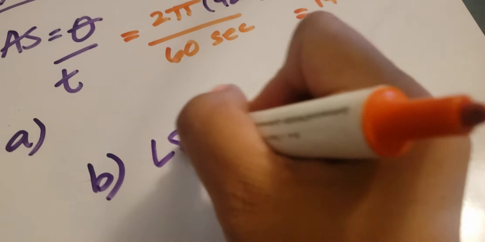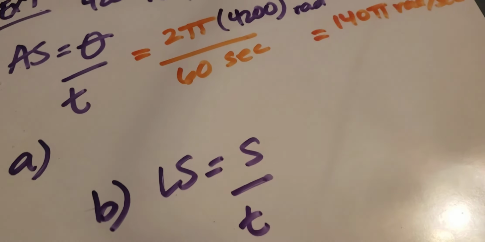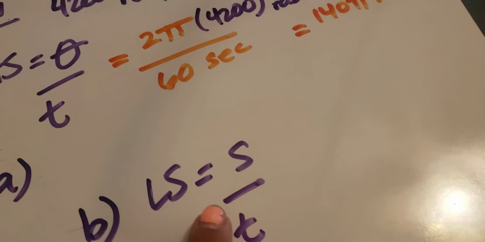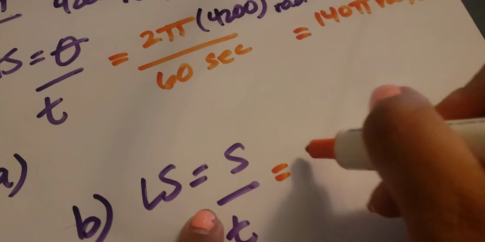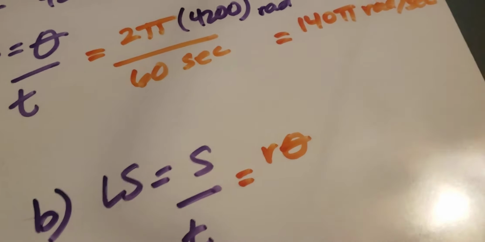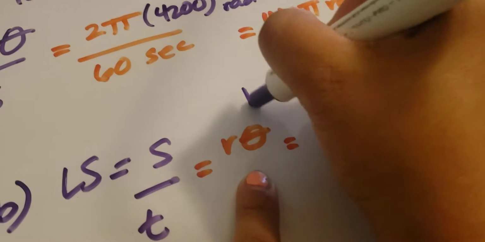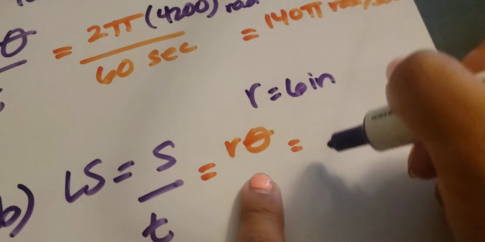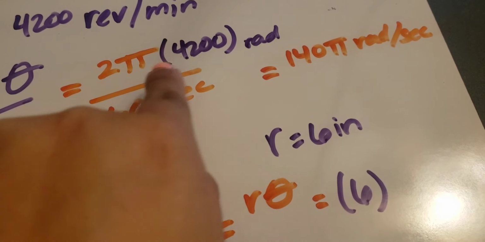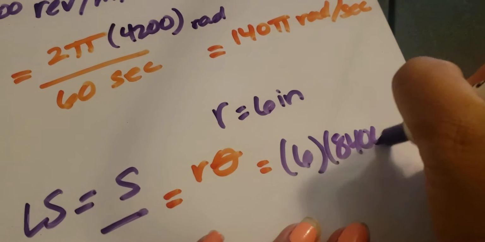If you recall, the formula for linear speed was arc length over t, okay? Here's the nice thing about this is that if you recall, S is the same as r theta, and you already know what theta is because you found it up there, okay? So your radius is 6, and that's given. Okay, this was given to you. 6 inches. So we're going to put 6 times our theta, and literally we're getting our theta from the top. So 4,200 times 2, that's 8,400. So 8,400 pi.